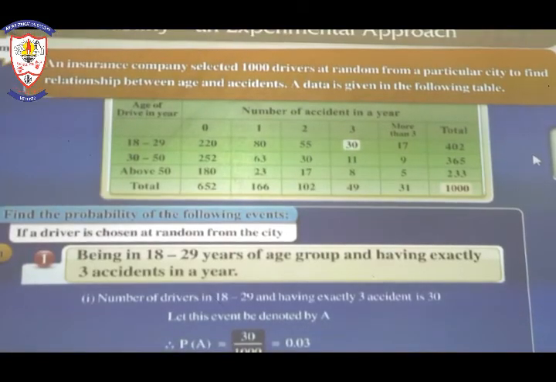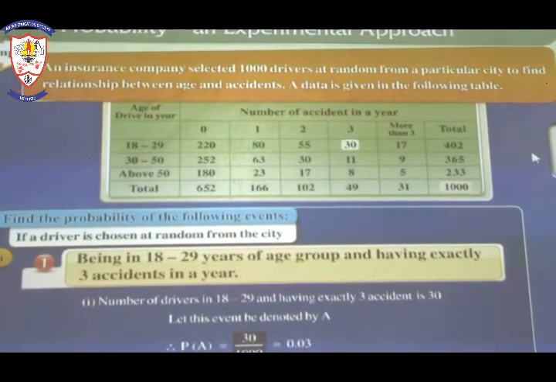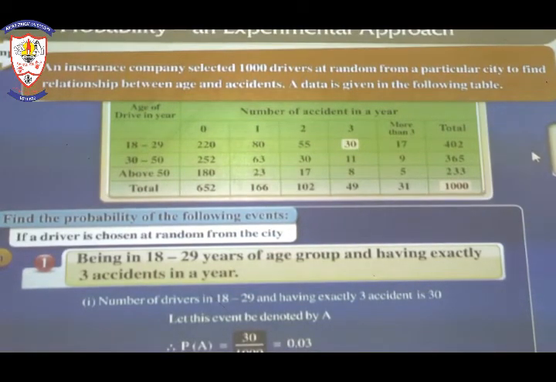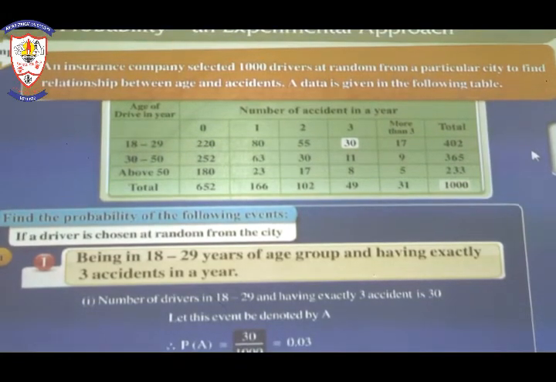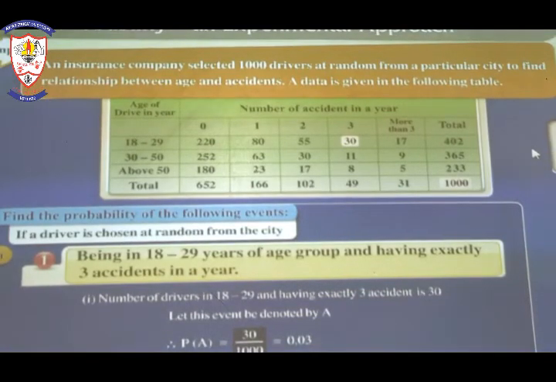Now students, we will take one more example. An insurance company selected 1000 drivers at random from a particular city to find the relationship between age and accidents. The data is given in the following table. So our table is provided. The first column shows the age of the driver in years: 18 to 29 years, 30 to 50 years, and above 50. Then the number of accidents in a year: it may be the 0 accident column, 1 accident column, 2 accident column, 3 accident column and more than 3 accident column, and the last column is the total.